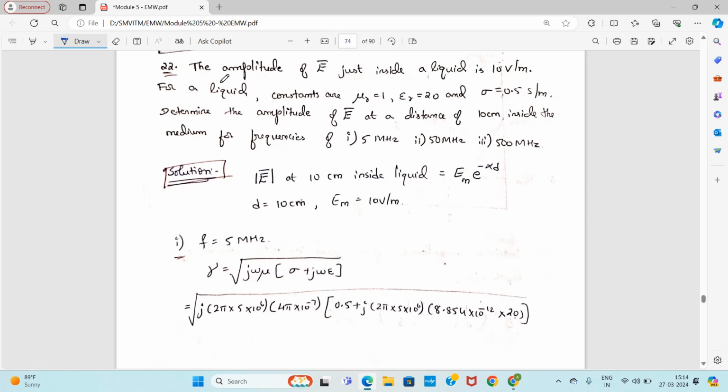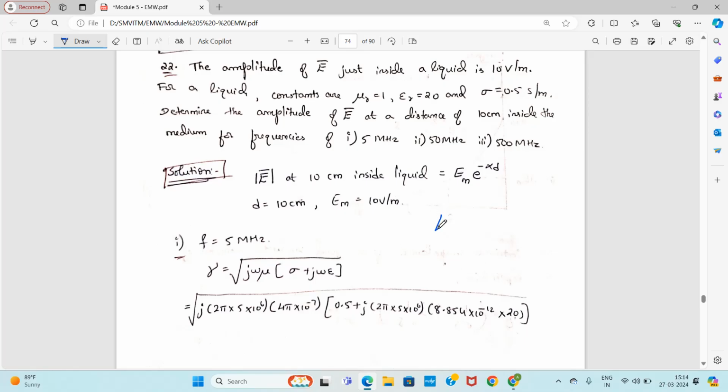The first question: the amplitude of E just inside a liquid is given as 10 volt. This is the maximum amplitude in the liquid. For the liquid, the constants mu r, epsilon r and sigma are given. They are asking to determine the amplitude of E at a distance of 10 centimeter inside the medium for frequencies of 5 megahertz, 50 megahertz and 500 megahertz.